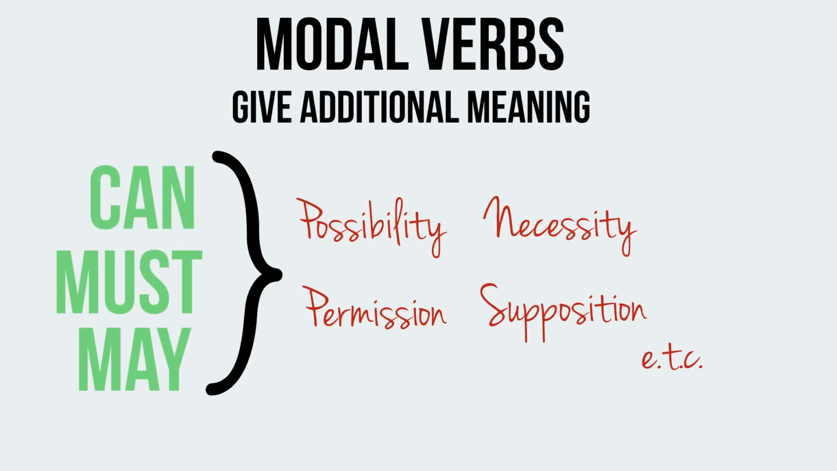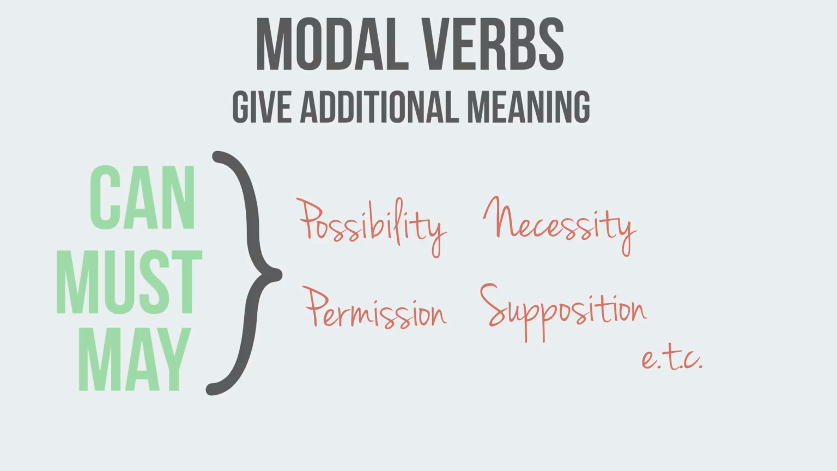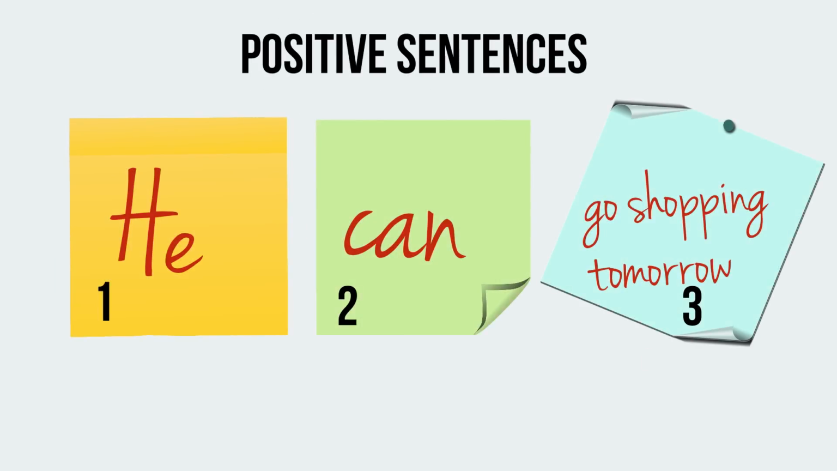So, the verbs can, must and may are called modal verbs because they give additional meaning to the main verb, such as possibility, necessity, permission, supposition, and others. So how do we use the modal verbs in a sentence? Repeat after me. He can go shopping tomorrow. As you can see, in the positive sentence, the modal verb can takes the second place.